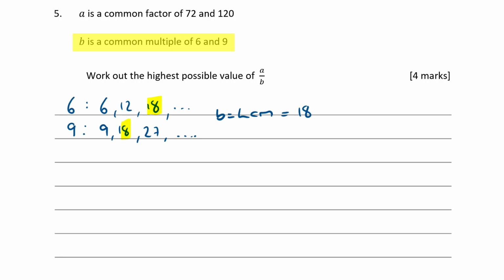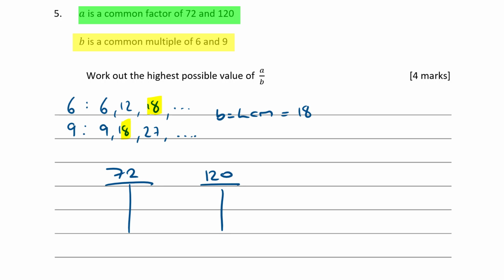What about a then? We've got a is a common factor of 72 and 120. So let's list out the factors of 72 and 120. I tend to write them down in factor pairs. So 1 goes with 72. 2 goes with, well, half of 72 is 36. I think 3 must go into it then as well. So 3 and 24. 4 and what?